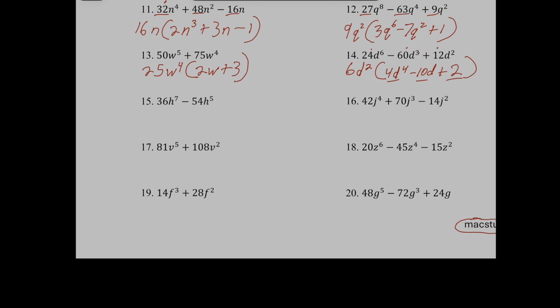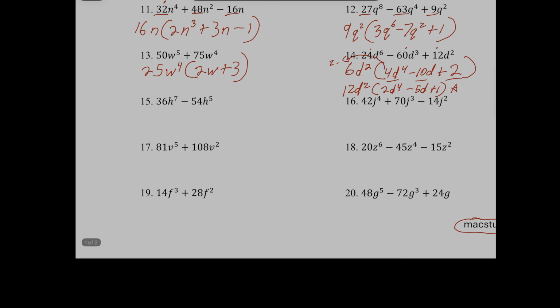The answer is yes. You could have pulled out another 2. Okay? And when you pull out the other 2, you'll see that it'll be 12D squared. And what's left over? The D's are done. The letters are good. We just got to get a better number here. 2D to the 4th. I'm pulling 2's out now. Minus 5D plus 1. And this would be your final complete answer.